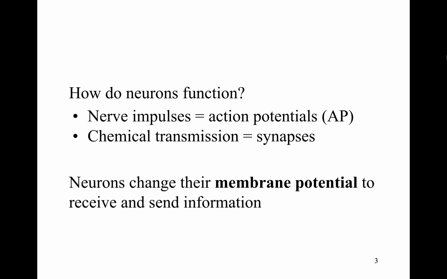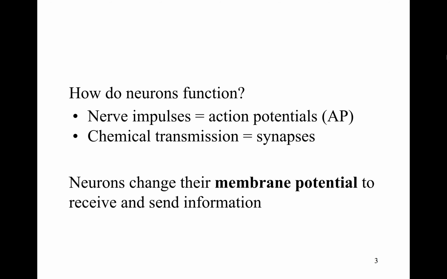So neurons can rapidly change their resting membrane potential. When they do so, this is called a nerve impulse, or an action potential. So when neurons rapidly change their resting membrane potential, they're generating a nerve impulse or an action potential, which is the way in which neurons communicate with one another.